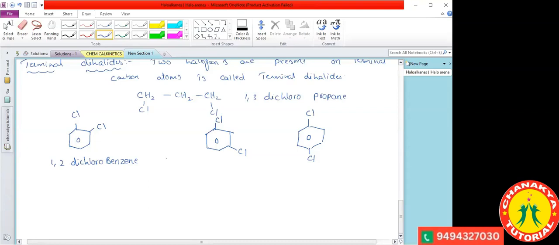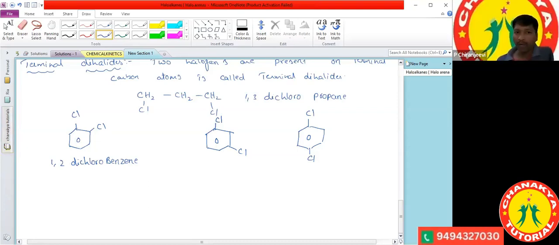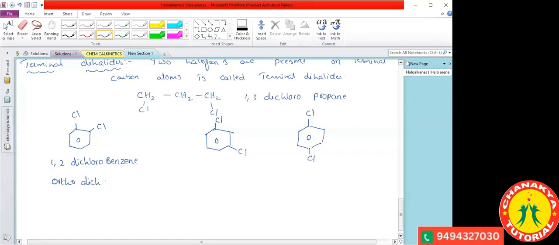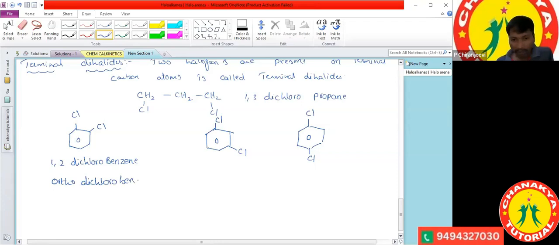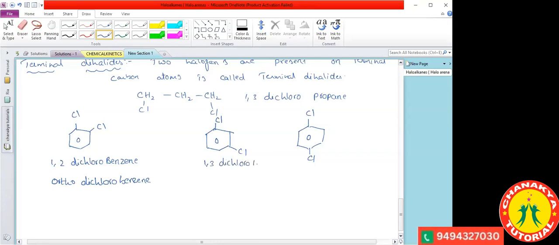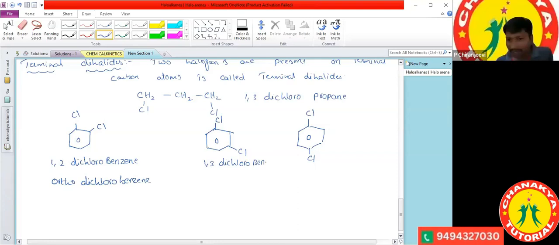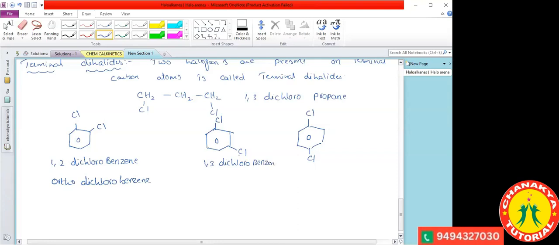Ortho, right? Ortho dichlorobenzene also we can write. Very good. That is a common name. Sir, 1,3 dichlorobenzene. The second one. Very good, Samhita. The second one is called 1,3 dichlorobenzene. Sir, is it at para position?